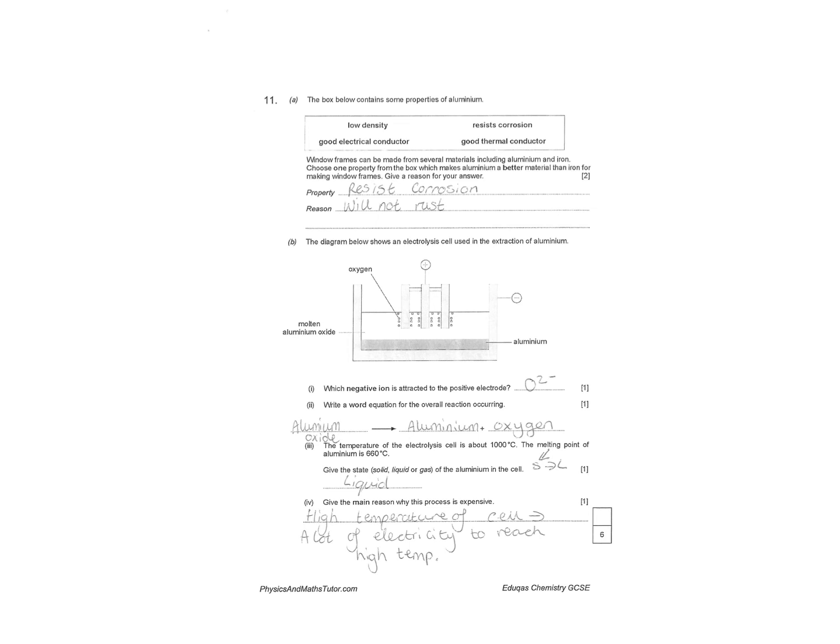Which negative ion? So again, it's aluminium. You've got molten aluminium oxide. Go on your table of ions, have a look. It would be like that. It's attracted to the negative. Which negative ion is attracted to the positive electrode? That would be oxygen, O2 minus.